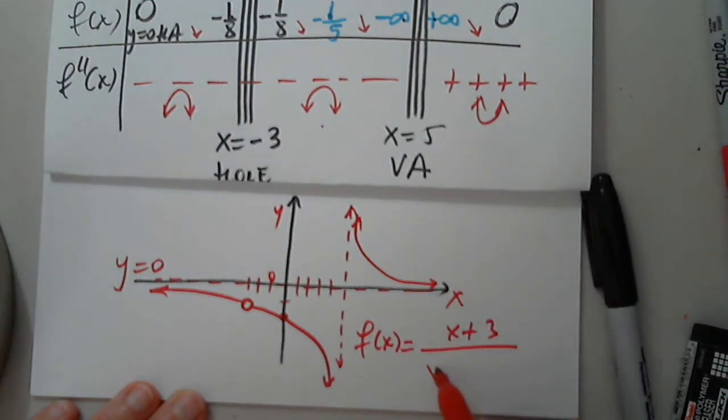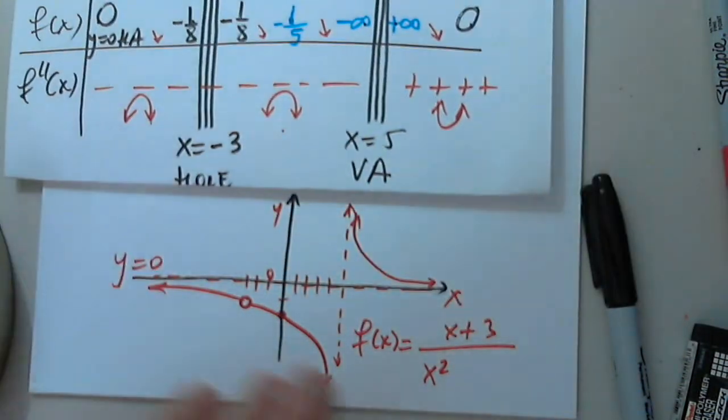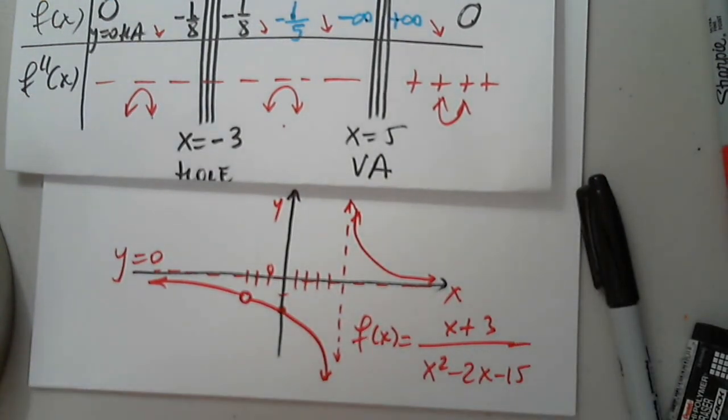So this is the function f of x: x plus 3 over x squared. What was it? I lost my function. Minus 2x. X squared minus 2x. 2x minus 15. Very good. And that's it.